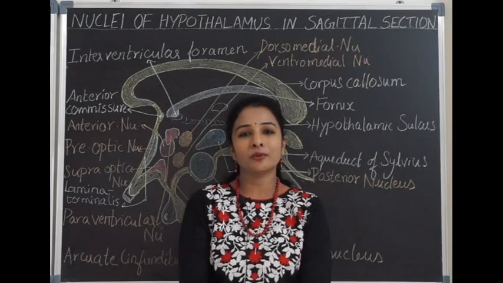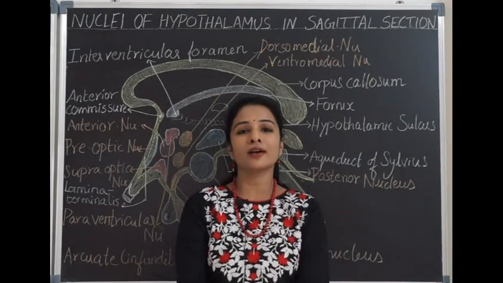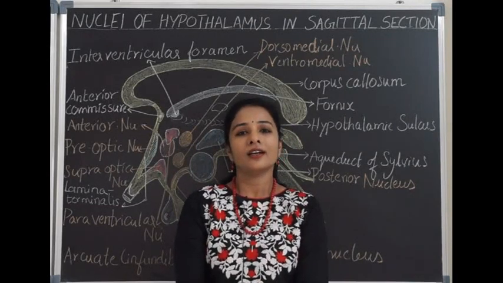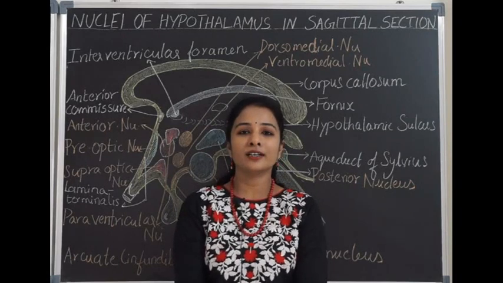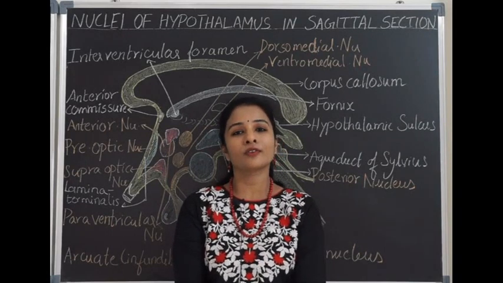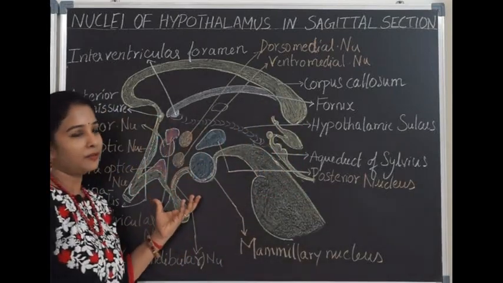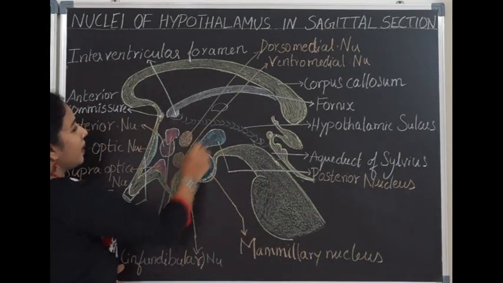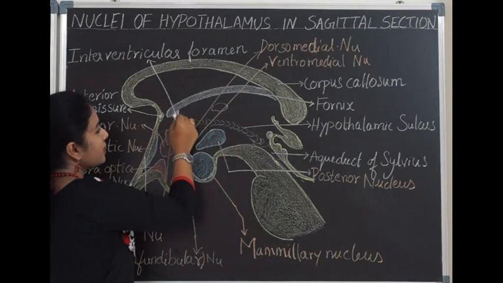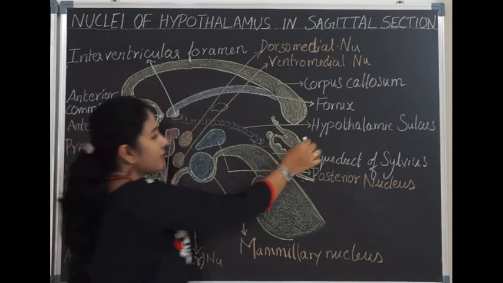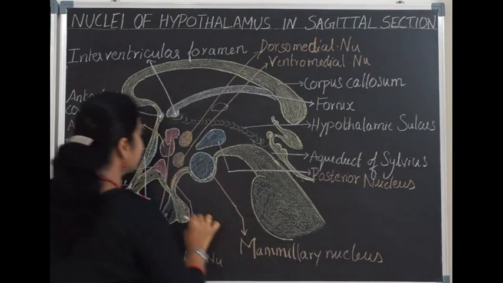Today we shall learn about the hypothalamus, which is a part of the Diencephalon. The components of the Diencephalon we learned in our previous session along with the thalamus. So today we shall see about the hypothalamus. The hypothalamus is below the thalamus, which is separated by a sulcus called the hypothalamic sulcus.